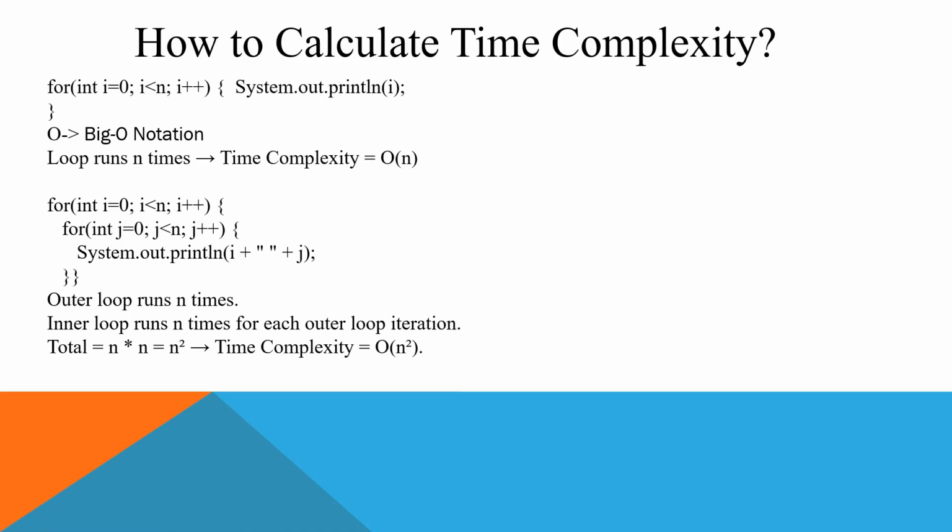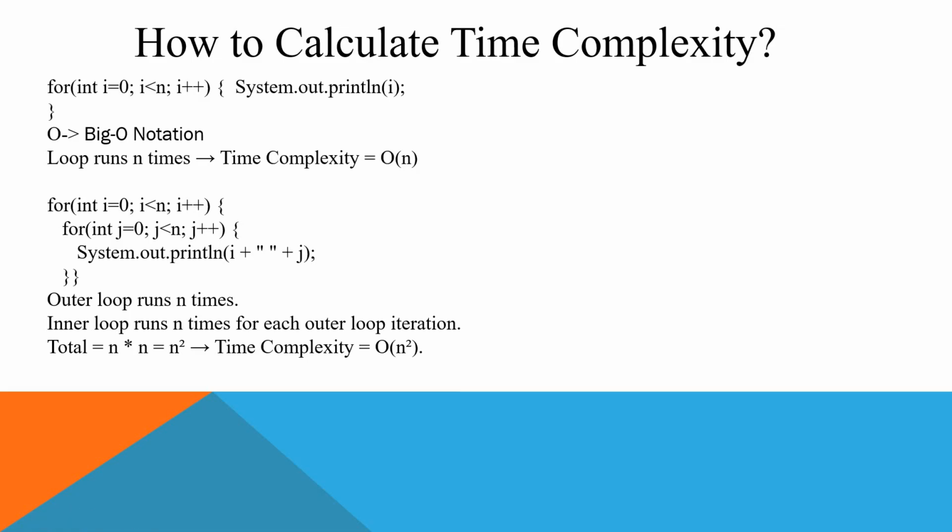How many number of iterations? N number of iterations. For example, here I am using a nested loop. So we have a loop inside the loop. This loop will run n times, and this will also run n times. So the outer loop runs n times and the inner loop runs n times. For each outer loop iteration, the total will be n multiply n, so that means n square. So how many times will this loop run? N square times this loop will run, and the time complexity will be big O of n square.